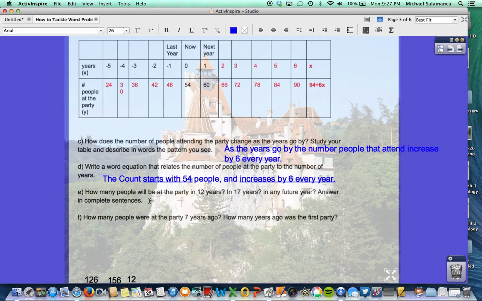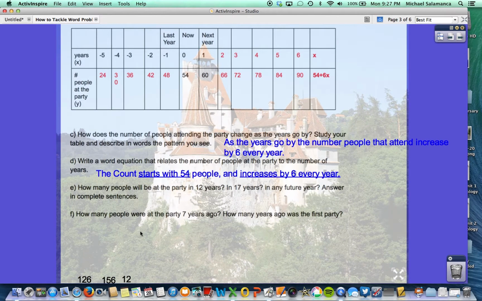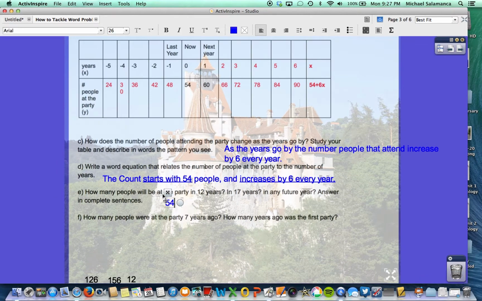So how many people will be at the party in 12 years? To answer that, we need to know that we start with 54 people and that number increases by 6 every year for 12 years. So really we could just take that 6 and multiply by 12 and add 54 and we get 126 people in 12 years. Let's try it for 17 years. Again, we start with 54 people and it increases by 6 every year. And we are talking about 17 years in particular. That turns out to be 156 people in 17 years.